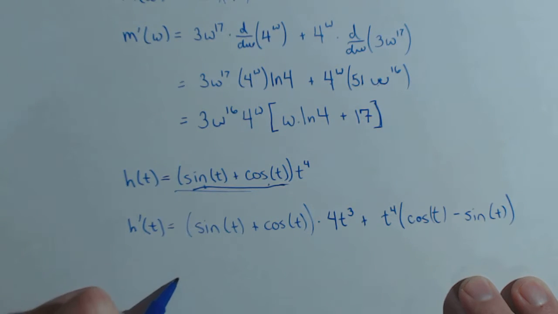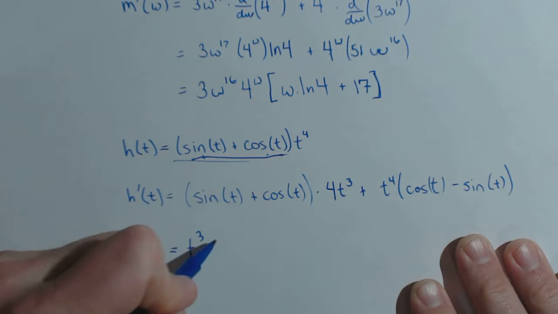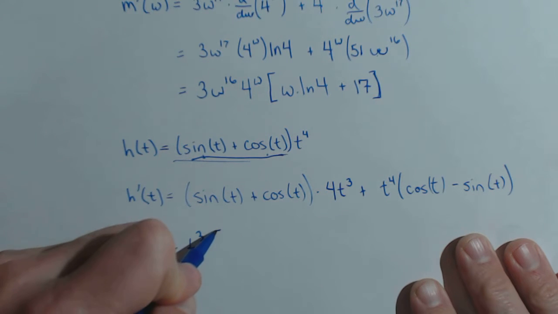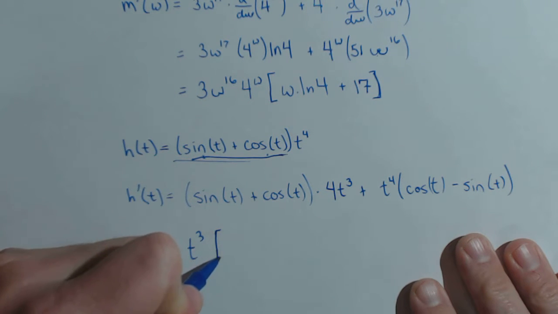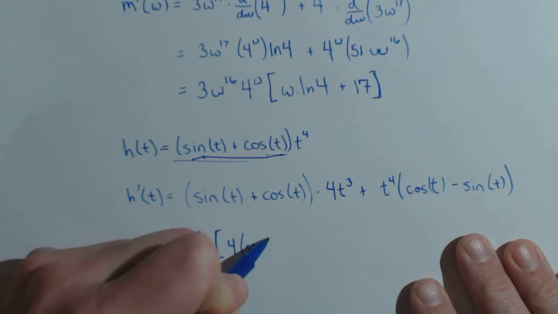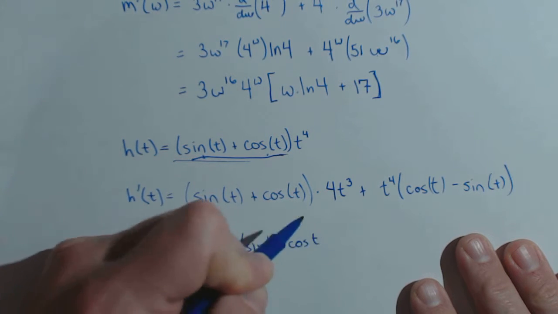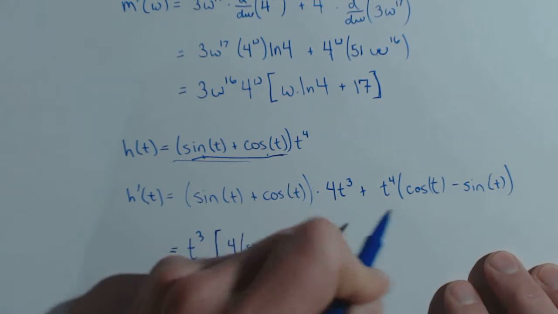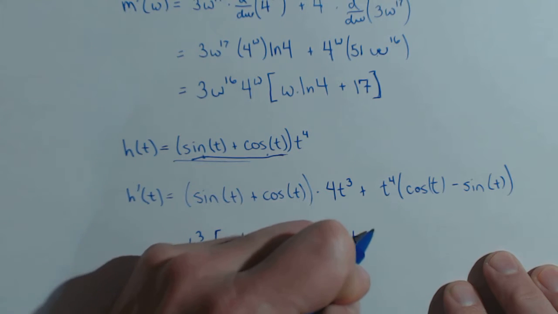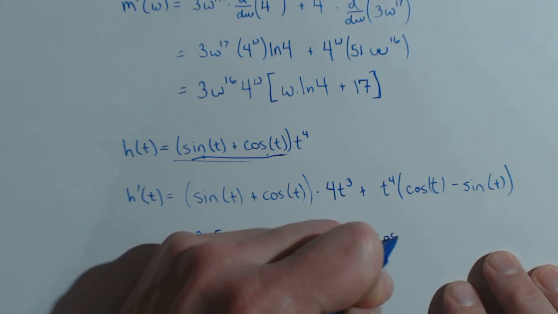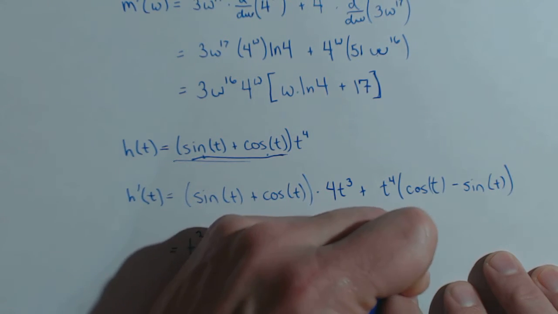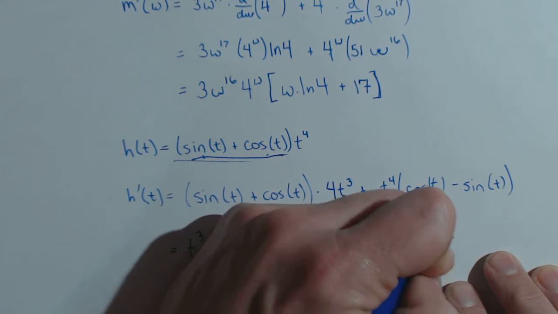Once again, we'll factor out as much as we can. There's not going to be a whole lot. We can factor out the t cubed, and then what we have left is going to be 4 times sine of t plus cosine t plus t times cosine t minus sine t.